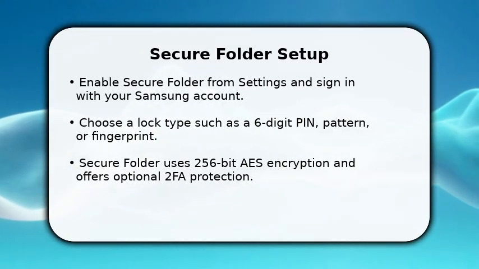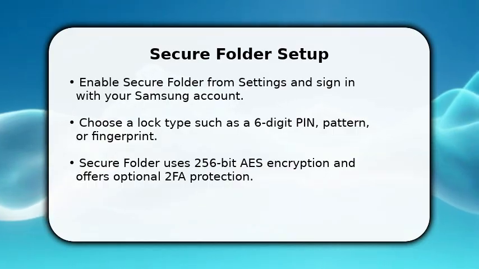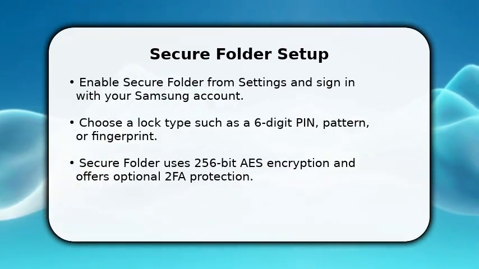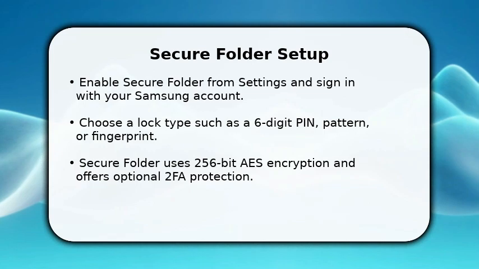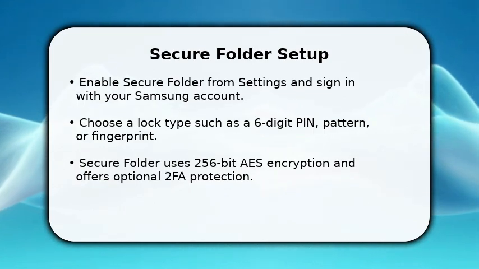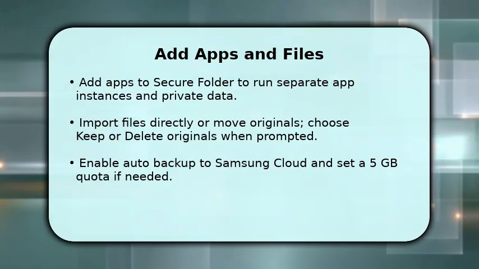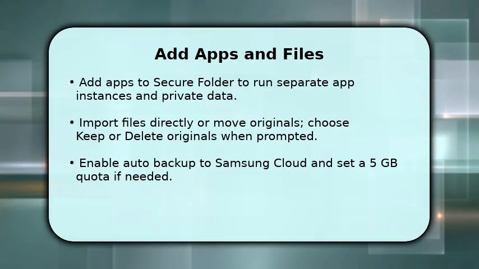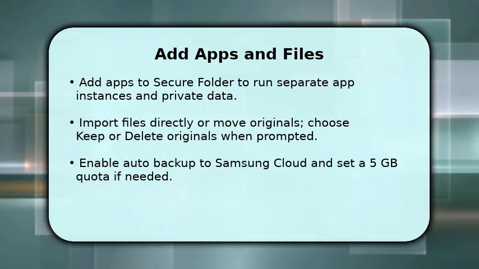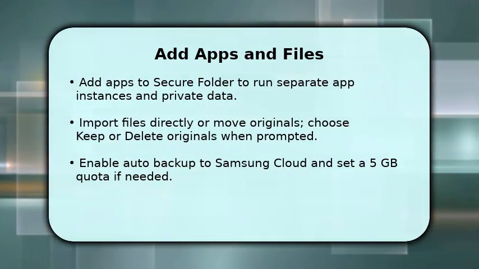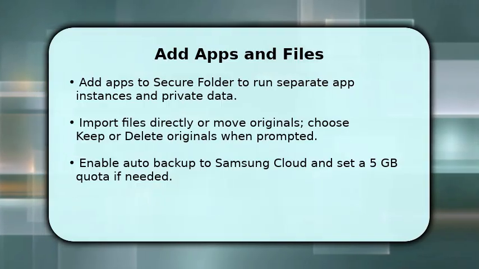Secure Folder encrypts stored data with 256-bit AES to protect apps and files. Confirm permissions and set a backup frequency to keep copies in Samsung Cloud. Open Secure Folder and tap Add Apps to install or clone applications safely. Adding apps creates separate instances so private data stays sandboxed from your main profile.